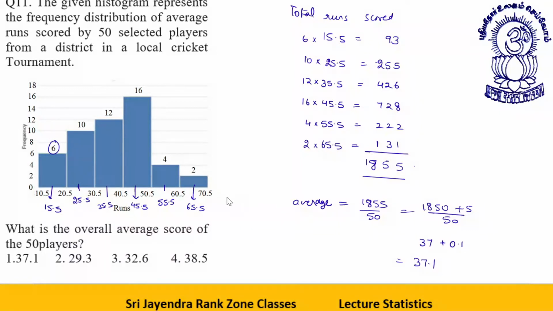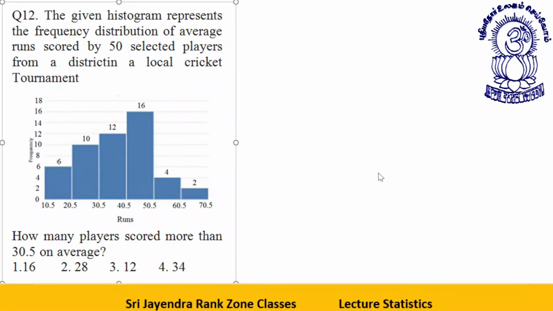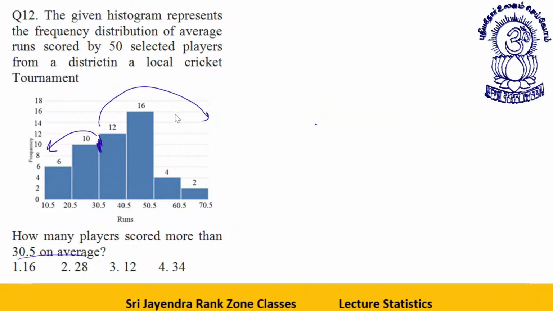Fine. Let's proceed towards the next question, which is a little bit easy. How many players scored more than 30.5 on average? See, this is the mark for 30.5. Below 30.5 there were 16 players. Out of 50 players, 16 are gone. So till here there will be 34 players, or you can add up 12 plus 16 plus 4 plus 2.